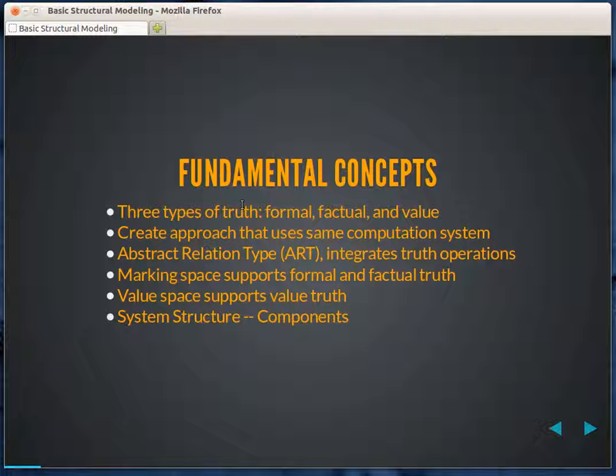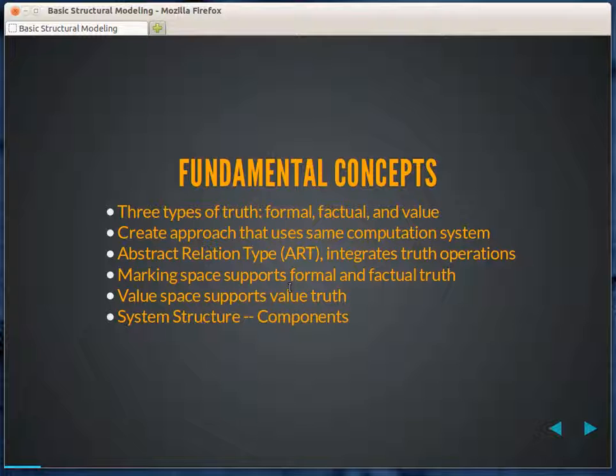Formal truth, factual truth, and value truth have had kind of 2 different kinds of computational systems, with formal truth and Prolog and different types of logical operators being a little bit different than the arithmetic and mathematical operators that are used in factual and value truth data manipulation and data analysis. So we create an approach that allows us to use all those together, and this is basically founded on the work that was done by John N. Warfield in systems science. So our abstract relation type integrates these truth operations.